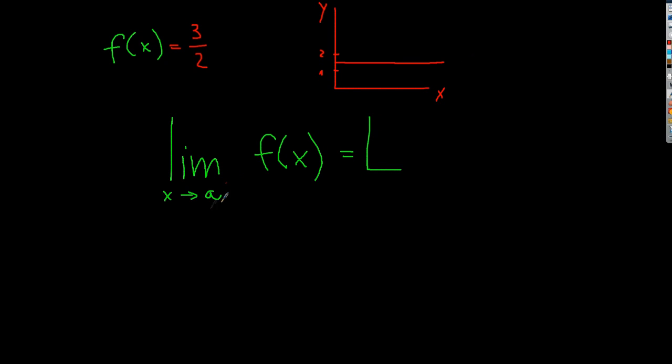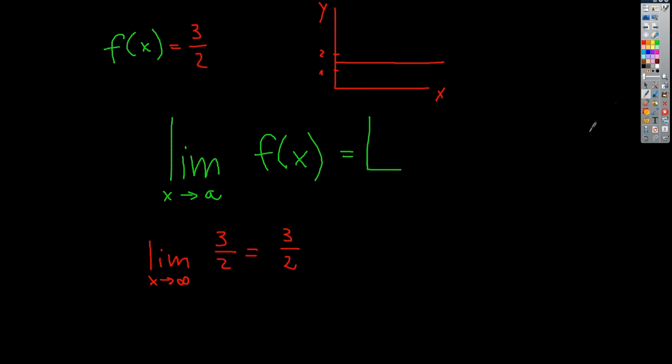So if we want to compute the limit, we write limit where x approaches infinity of 3 halves. If we take a look at the graph, we see that as x is going to infinity, the line is still at 3 halves. So the limit of 3 halves where x approaches infinity is equal to the function itself, which is 3 halves. And why is that? Because the function f of x is not related to x, so as x changes, the y value stays the same.